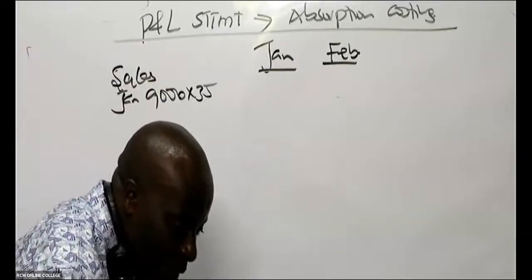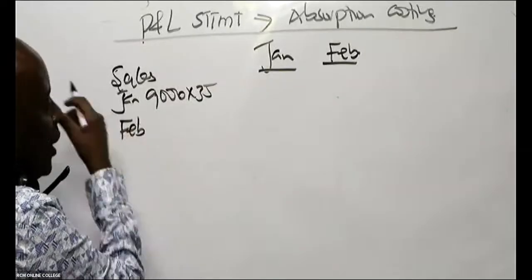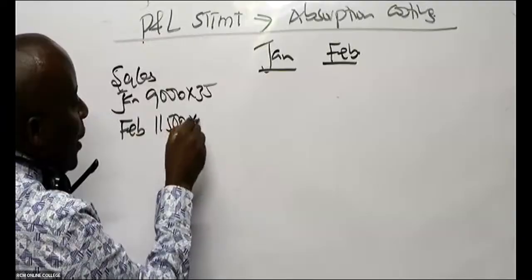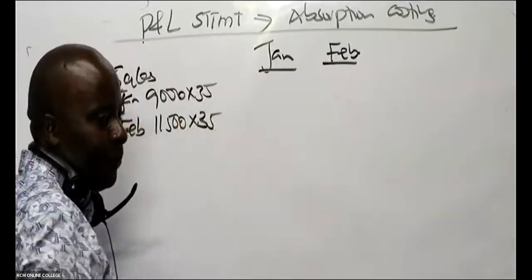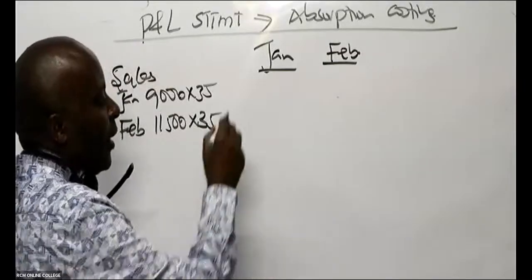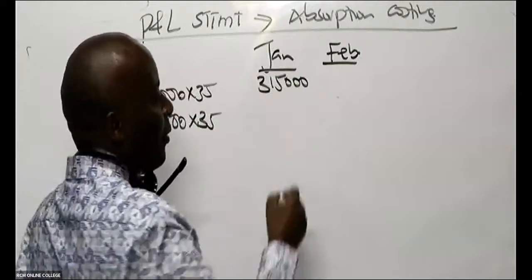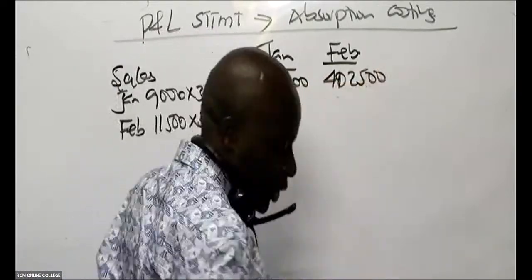In this case here, we have January. And then we have February. So February is how much here, somebody? 11,500 times 35 selling price. Can you kindly give me these figures? The first one is 315,000. The second one? 402,500. Thank you so much.